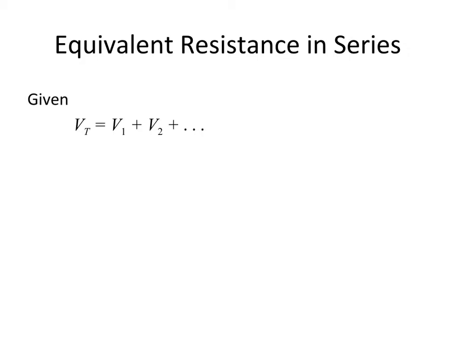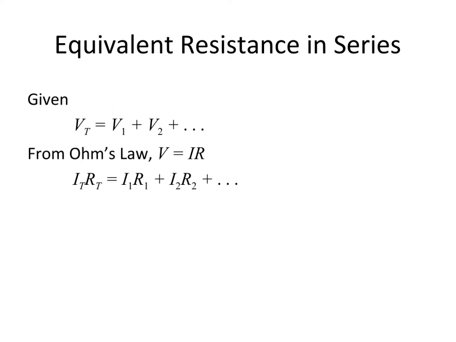Let's have a look at equivalent resistance in series. Since the total voltage, according to Kirchhoff's voltage law, is equal to the sum of all the voltage drops throughout the circuit, regardless of how many drops there are, if we use Ohm's law combined with Kirchhoff's voltage law, the total voltage Vt is equal to It times Rt. V1, similarly, is equal to I1 times R1, etc. So we can add those values together.